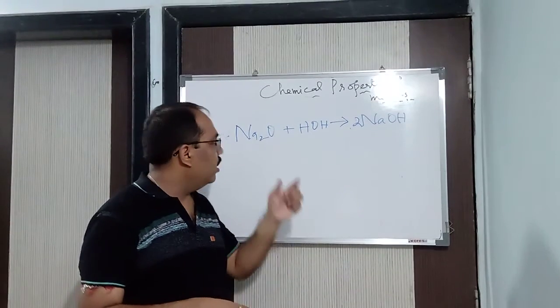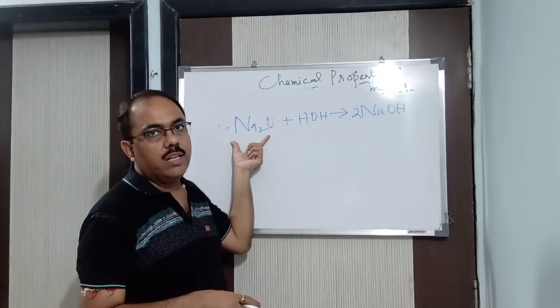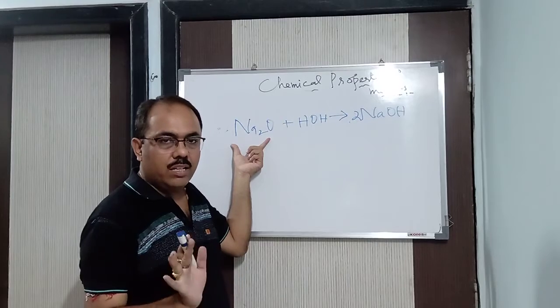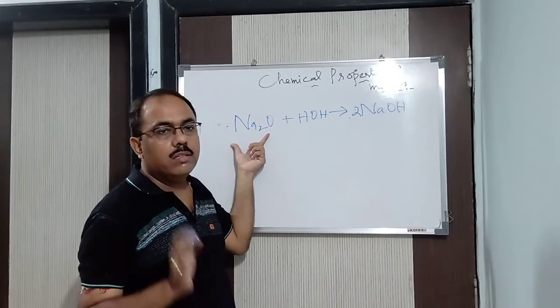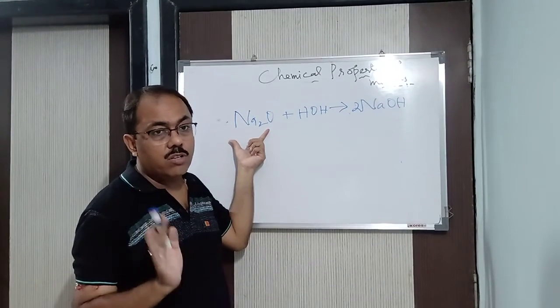But let me tell you again, sodium oxide, potassium oxide, calcium oxide, magnesium oxide are basic in nature, they form basic oxides. Now, aluminium oxide and zinc oxide are amphoteric in nature, they are said to be amphoteric oxides.